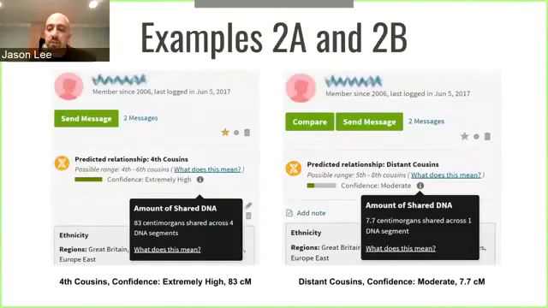And then we contrast this to example 2b. This is just a 7.7 centimorgan relationship, so a much more distant relationship. This is predicted to be distant cousins with moderate confidence. That's the lowest level of confidence that Ancestry DNA reports. So a stark contrast here.